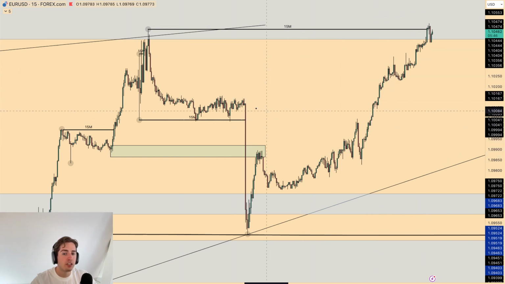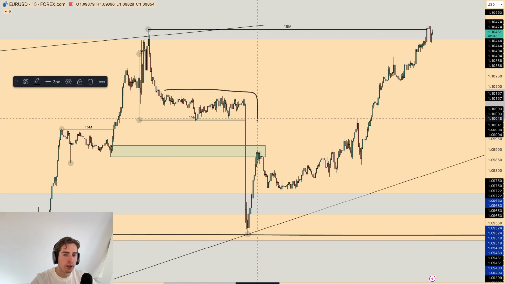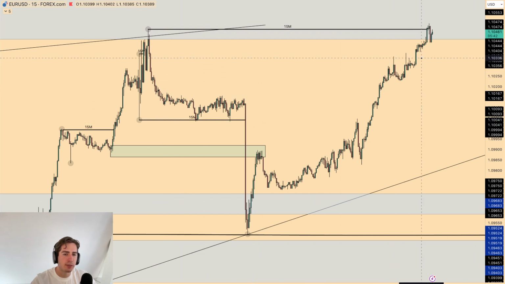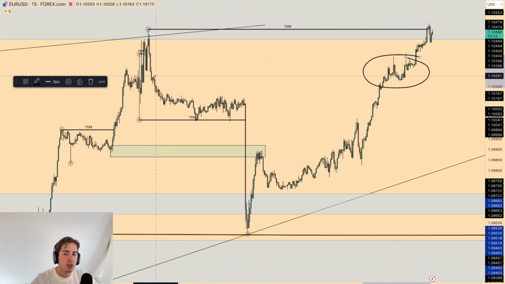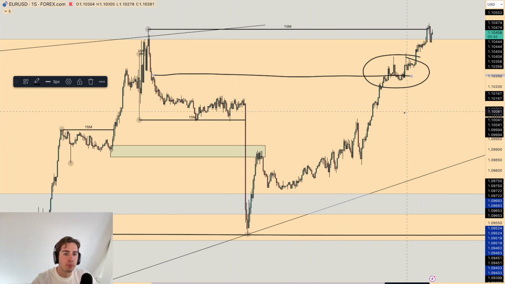So that was a pretty good decision. I was kind of looking for a slowdown after we would have taken out this range. As we can see, we kind of start to slow down once we took out this high over here, but there was just no real bearish momentum.